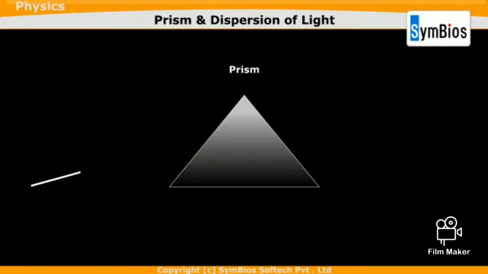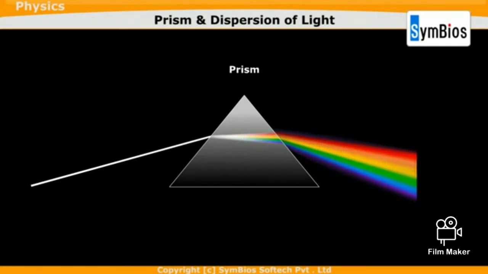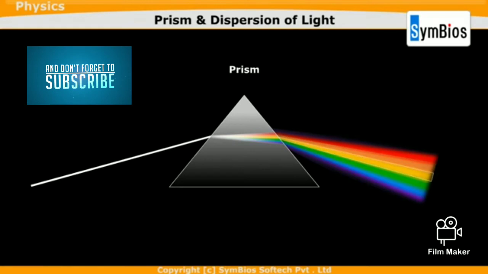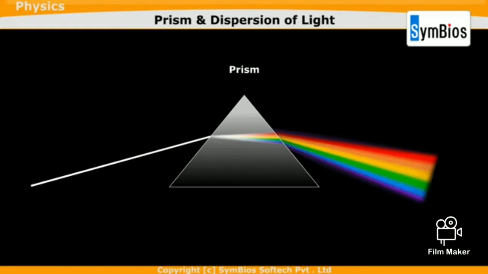When a white light is passed through one side of a prism, a band of 7 colors appears on the other side. Do you know how the ray of light is converted into different colors? This happens because of the phenomenon of refraction and dispersion.